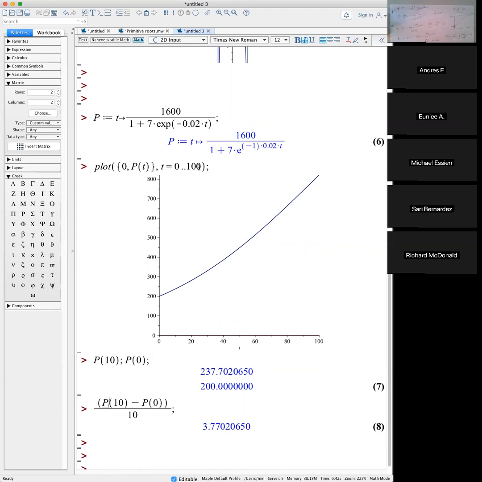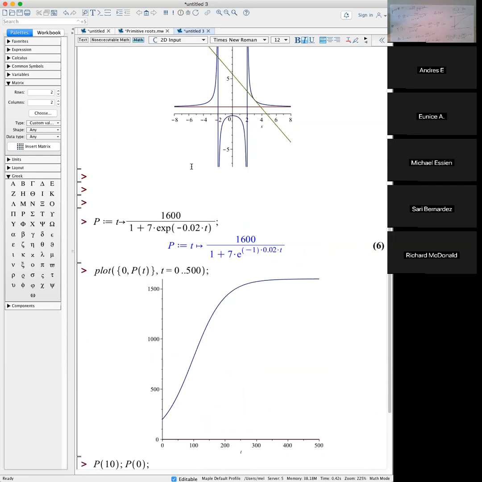Let's look at this over a bigger period of time. Let's say over the first 500. Oh, wow. So this thing is increasing, and then it seems to tail off. Well, we saw when we analyzed this by hand that there was a horizontal asymptote at 1600. Let me put that in.